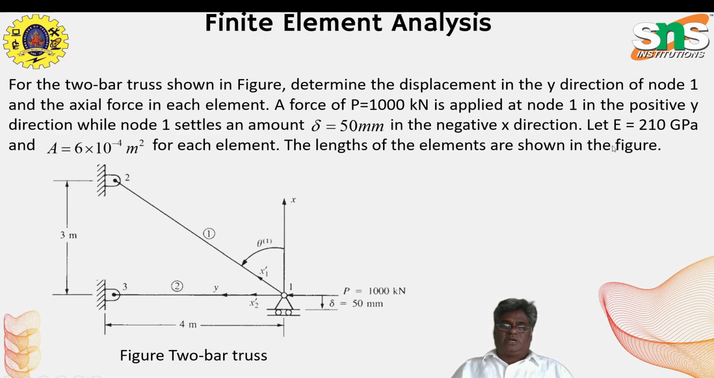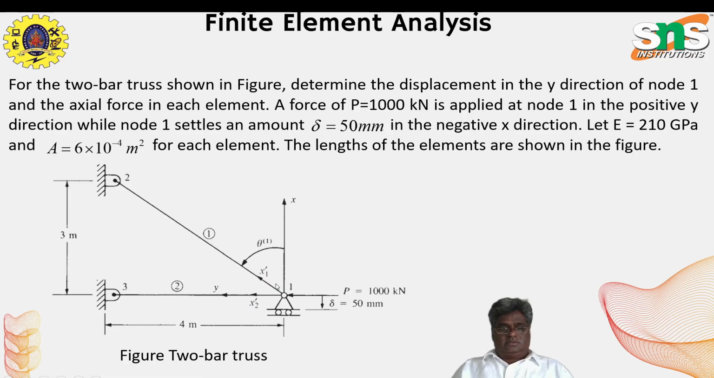Let Young's modulus be 210 gigapascal and area A equal to 6 times 10 power minus 4 meter square for each element. The lengths of the elements are shown in the figure. The dimensions are all in meters.